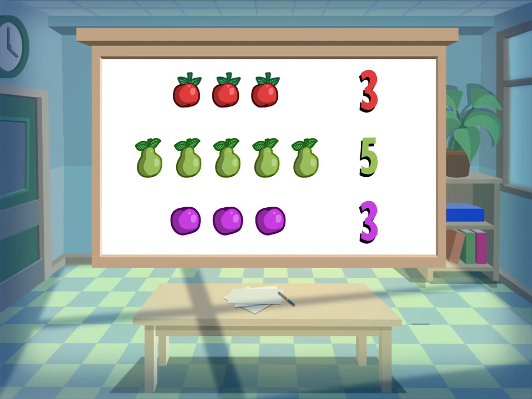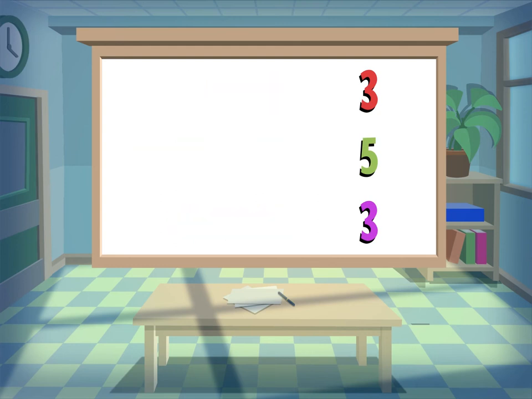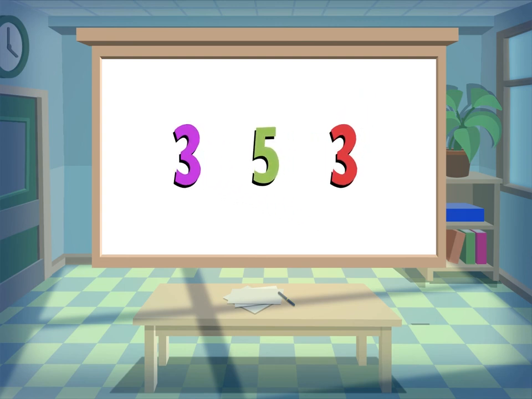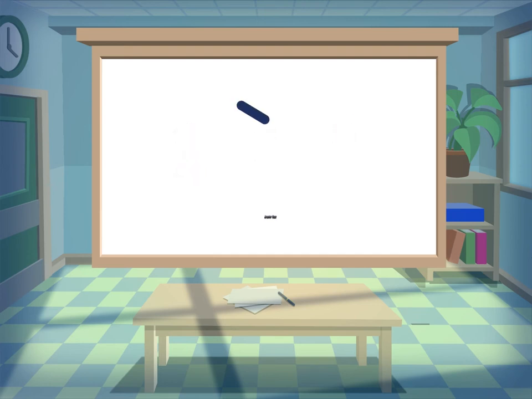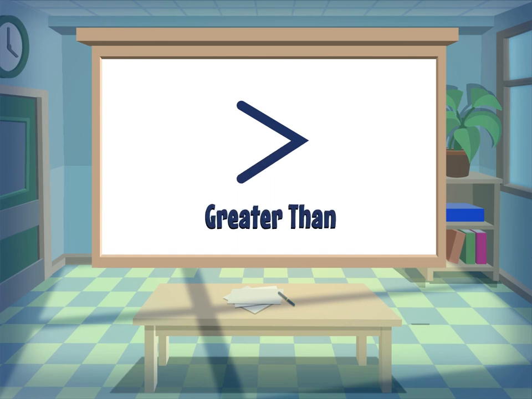Some quantities can be greater than, less than, or equal to each other. So are the numbers that represent these quantities. Some are greater than one another, some are less than one another, and some are equal to one another. To tell which number is greater, smaller, or equal to one another, we use different mathematical signs. For greater than, we use this one. The wider, open side of it is always turned to the larger number.